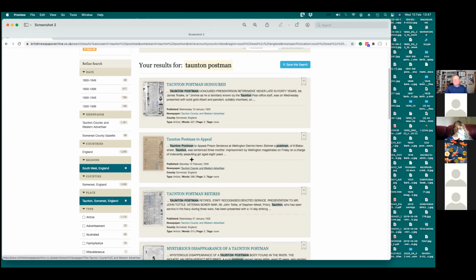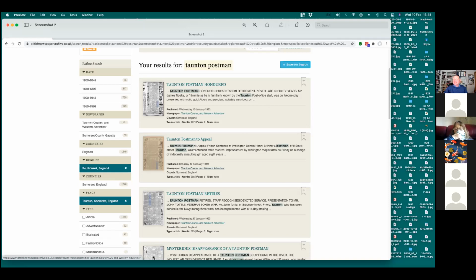Now, once you go on and click on these, you then get charged. But you can work out whether something is going to be of any great relevance to you by checking on these highlights, because you get the first 2 or 3 lines coming up. So this: Taunton postman, honoured presentation, retirement, never late in 40 years. And you can see there that James Troke may or may not be of interest to you, but he was known as Jimmy in the Taunton post office. And that's enough to make your mind up, or at least in most cases it is.